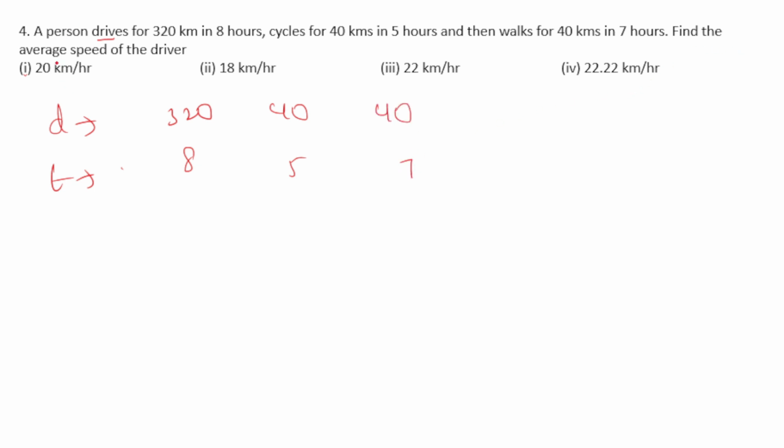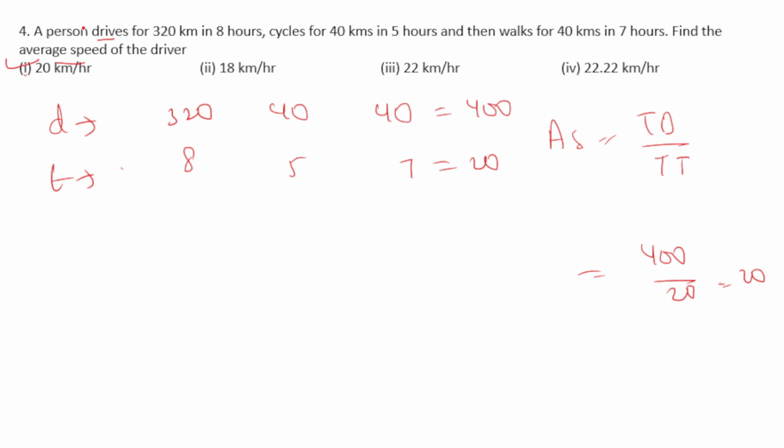Find the average speed of the driver. What is the average speed? It is total distance traveled divided by total time taken. Total distance is what? It is 80 plus 320. It is 400. And the total time taken is 20 hours. What is the average speed here? 400 divided by 20. It is 20 kilometers per hour.